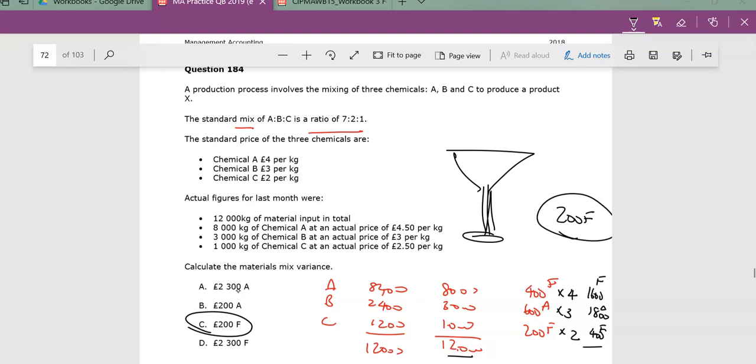You just want to see what savings you've made. Basically, typically the mix variance is very much about saving because you're trying to substitute a more expensive component for a cheaper one to see if you can save money. But then typically the problem becomes with the yield, with the output.